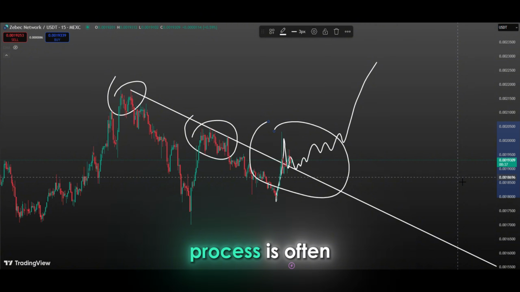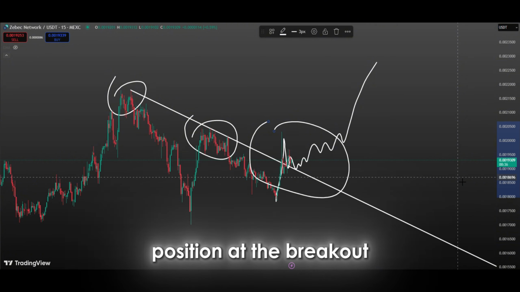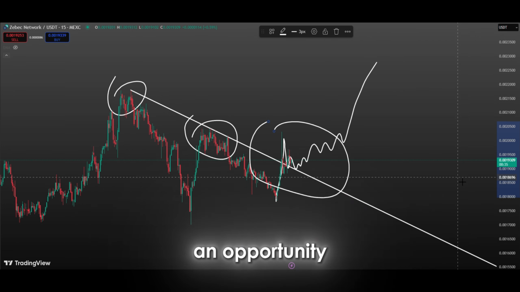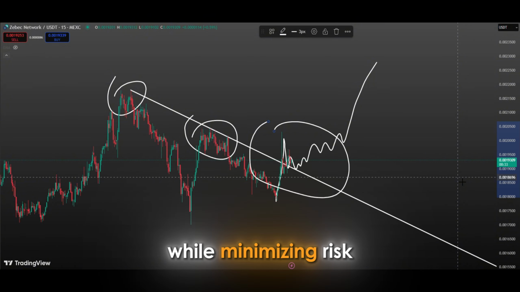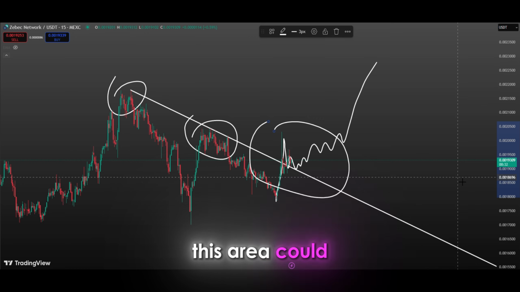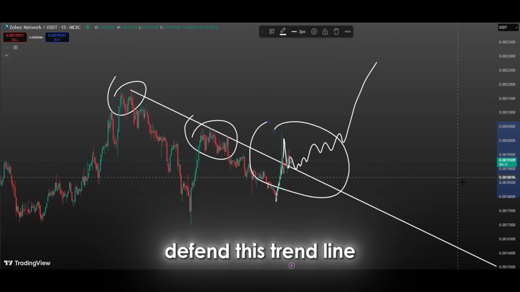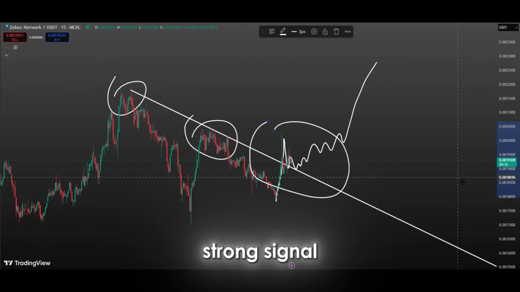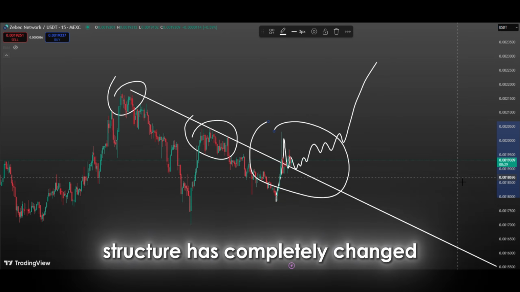The retest process is often important for market participants as well. For buyers who were unable to enter a position at the breakout, this pullback is an opportunity, because the possibility of the price reacting upwards again from a lower level can increase potential gains while minimizing risk. At the same time, this area could be the last line of defense for sellers. If buyers strongly defend this trend line and the price rebounds from here, this could be interpreted as a strong signal that the market structure has completely changed.